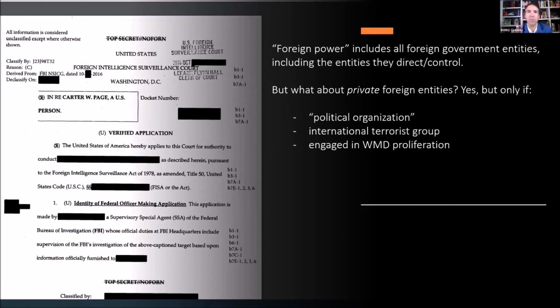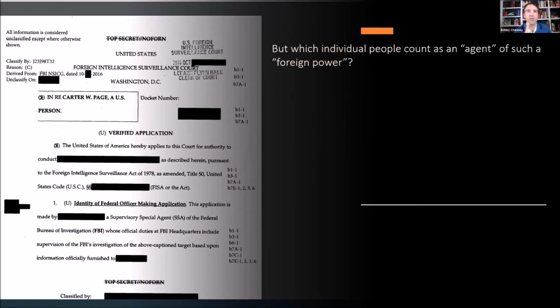And what it means to be a foreign power, to count for this purpose, means both that the organization's own actual communication facilities, so let's say there's a phone number in a building that belongs to one of these organizations and it's used by the organization as such, that could be an object of FISA's collection. And then you've got individual people. If you have people who count as agents of one of these foreign powers, you can surveil them and their communication platforms too. So we need to dig into who counts as an individualized agent of a foreign power.